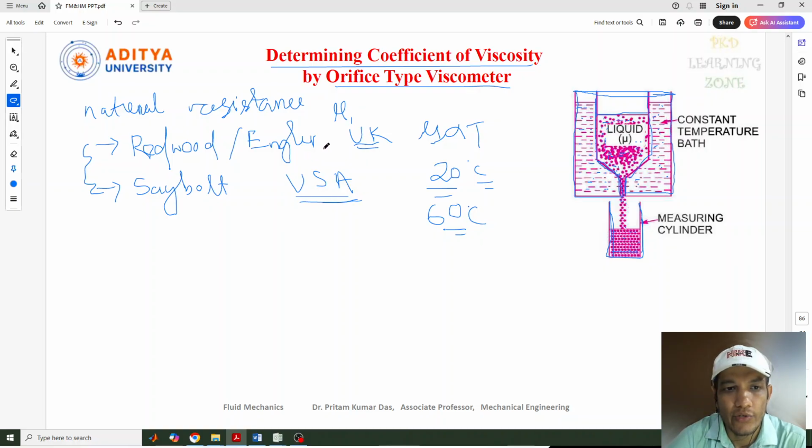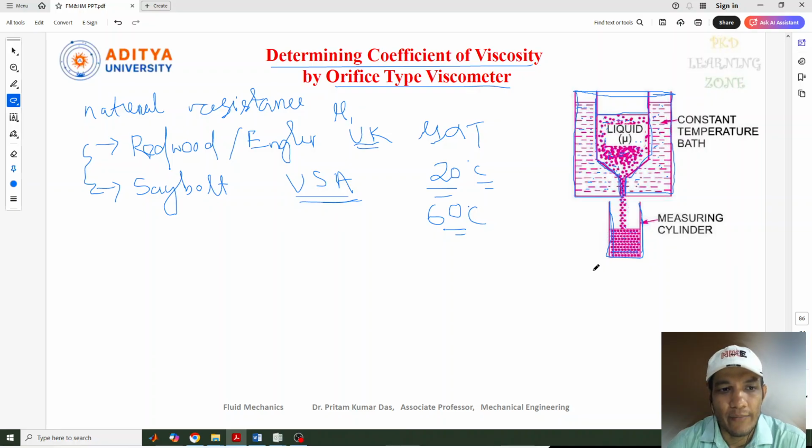In the UK they prefer the Redwood viscometer, and in the USA they prefer the Seybold viscometer. But the principles remain the same. There is no change in principles, because the concept of measuring viscosity remains the same.